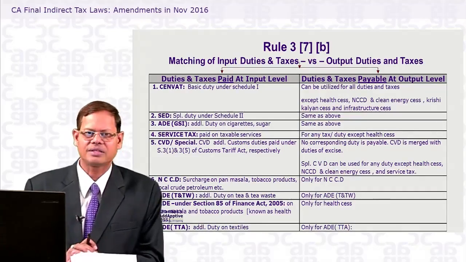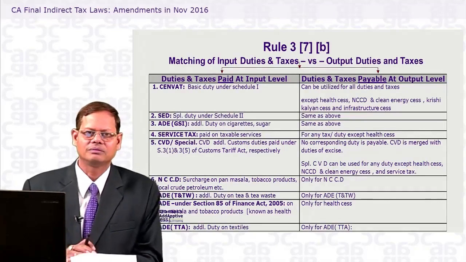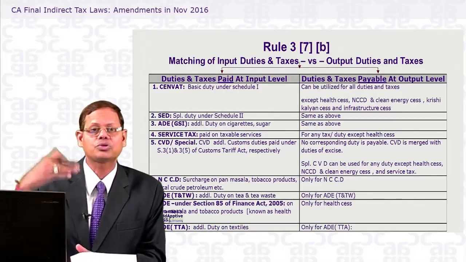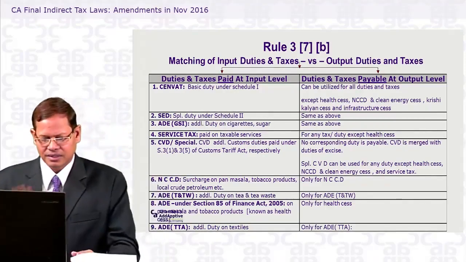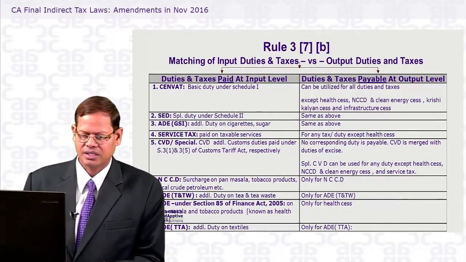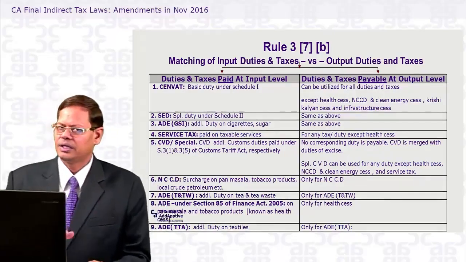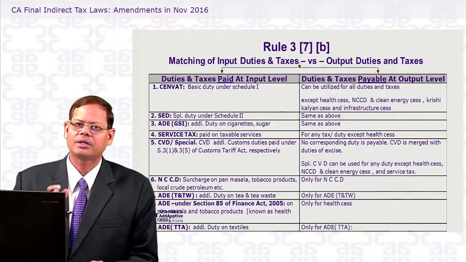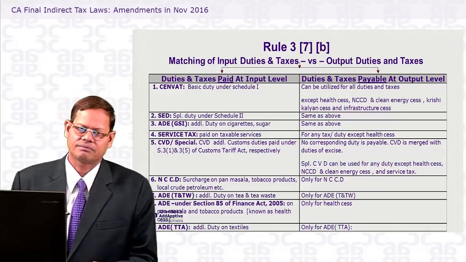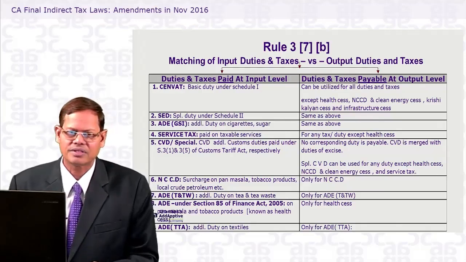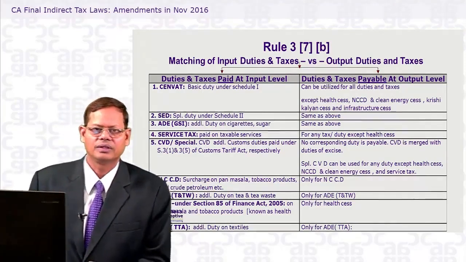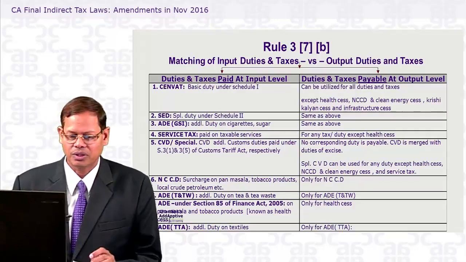Suppose there is a credit balance here and no NCCD is payable at the output level. This is only carried forward. This cannot be used for any other duty or tax. That is the nature of the one-to-one correlation principle. Same is the case with others like ADE, T and T waste. Additional duty on T and T waste can be used only for additional duty payable on T and T waste, but not otherwise. If it is not payable, you carry this forward, because it won't lapse.